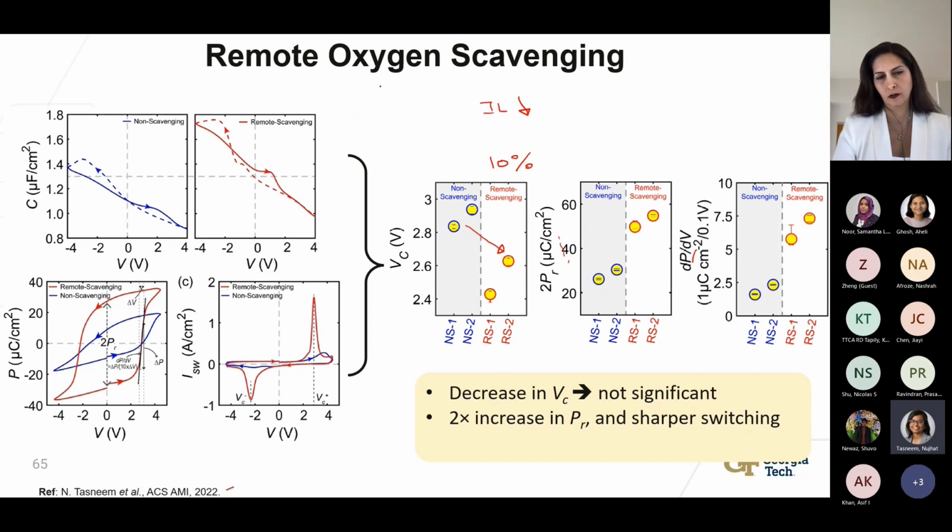So bottom line is that the remote oxygen scavenging can lower the IL thickness and also lead to overall device performance improvement. However, the decrease in the write voltage is not as significant in case of silicon-based devices. So an alternative could be we can move to silicon germanium-based substrates, which are more amenable to this scavenging technique. So further study requires to be done in this regard.